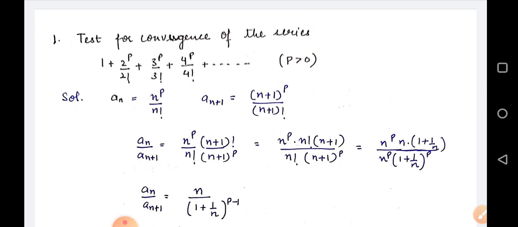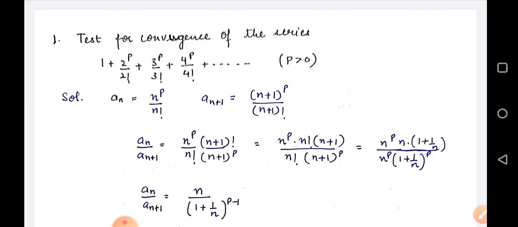In the D'Alembert ratio test, we check the convergence or divergence of a positive term series. If summation an is a positive term series, then limit n approaches infinity of an upon an plus 1, if it is greater than 1, then the series is convergent. If it is less than 1, then the series is divergent. And if the limit is infinity, then the series is again convergent. And if the limit is 1, then the test is inconclusive.